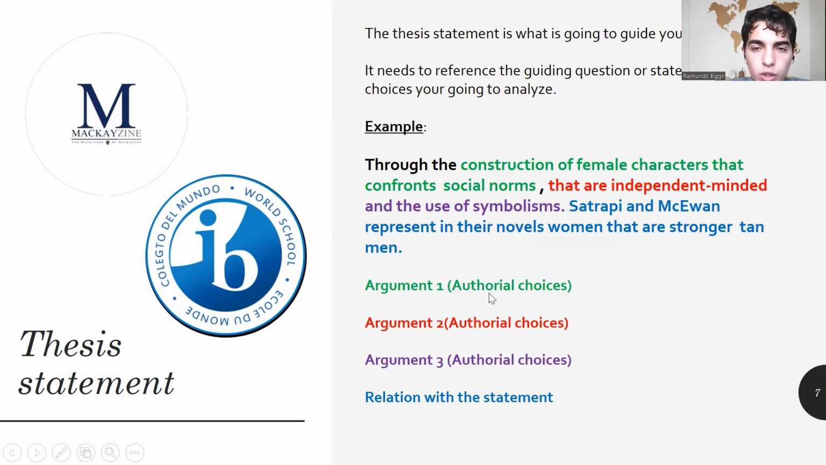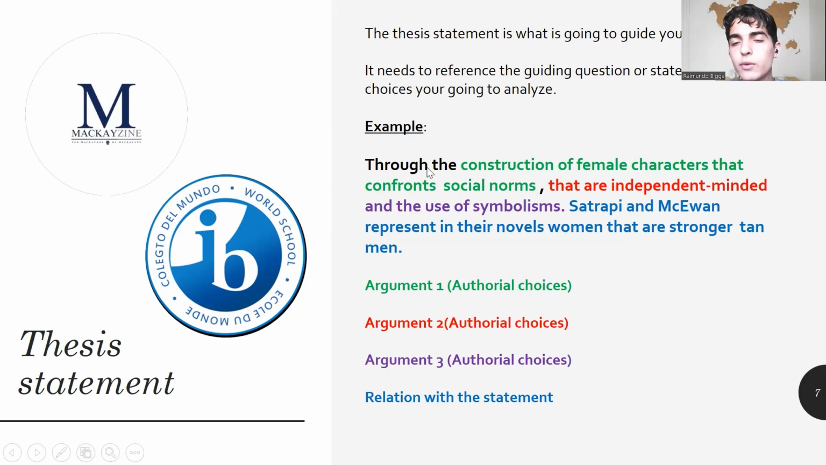This is an authorial choice. And for example, why is it an authorial choice? Because I said that both Satrapi and McEwan use characters like Marjan's mom and Cecilia Tallis that confront social norms. So later on, I'm going to analyze that, of course, in argument 1, but I already stated it in the thesis.